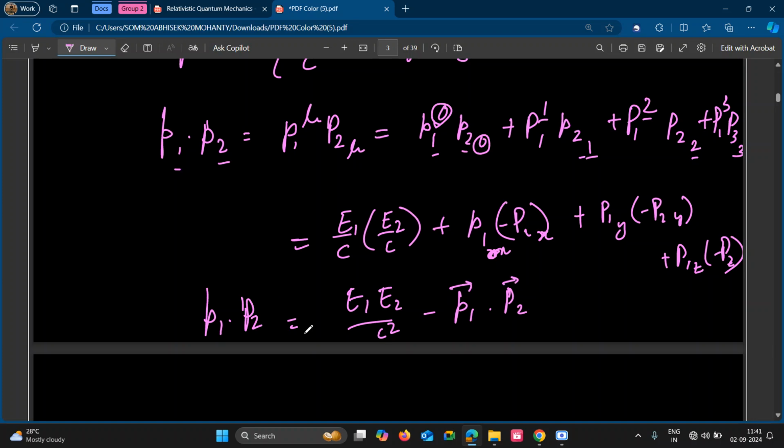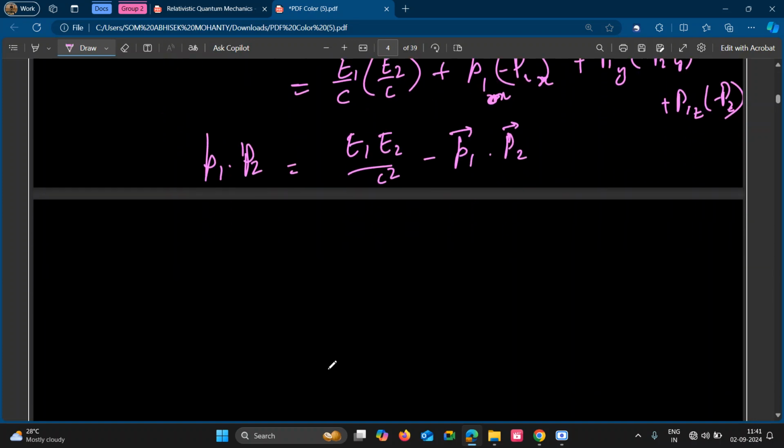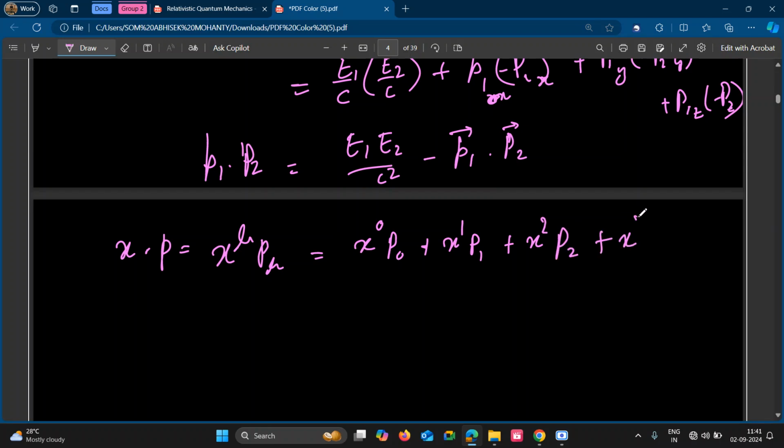What if we mix the four momentum and the position one? So x dot p, again x mu p mu, correct? It will become x0 p0 plus x1 p1 plus x2 p2 plus x3 p3. We can derive it in the same way. What will I get? x0 is ct, p0 is E by c. Again x1 is x, p1 is px, but this one is covariant, so I can write it as minus px.